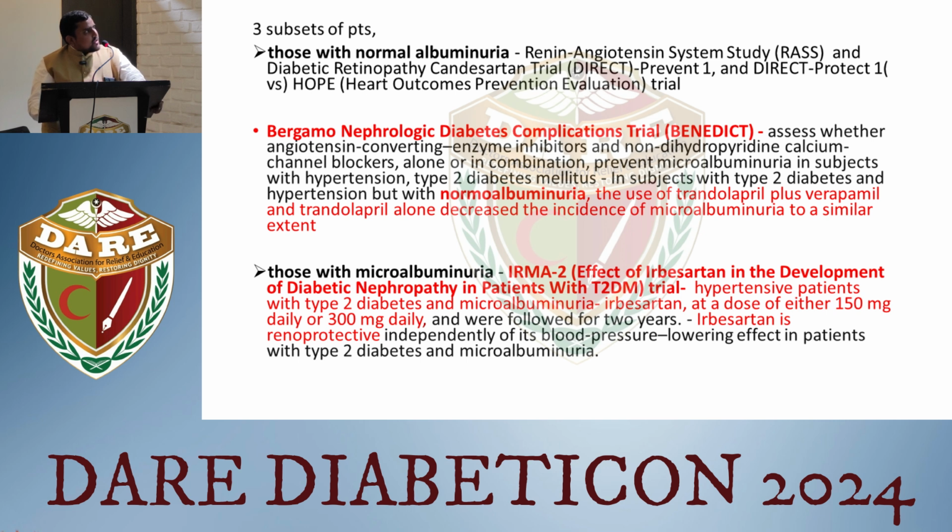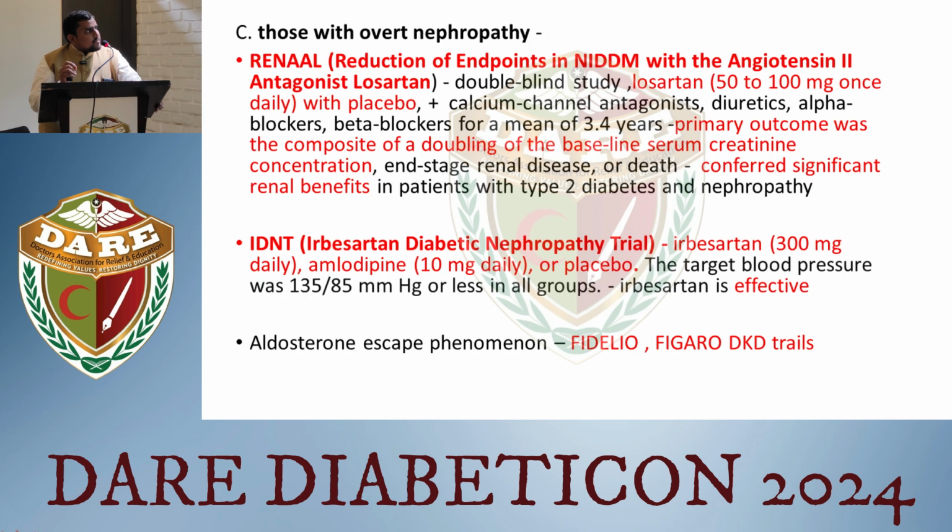In those with microalbuminuria, the IRMA trial, on the effect of irbesartan on the development of diabetic nephropathy, where irbesartan at a dose of 150 or 300 was compared with a placebo, showed a long-term effect up to almost 2 years, reducing the microalbuminuria and decreasing the progression of eGFR decline. In those with overt nephropathy, whether to start RAS inhibitors and risk worsening the AKI, or keep them as a backup, is still a matter of debate.